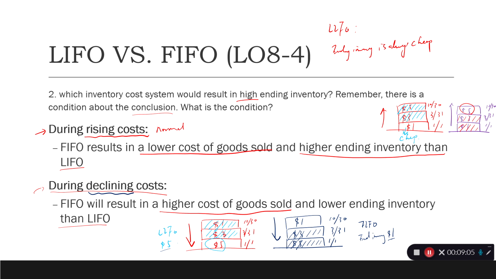So in a nutshell, LIFO in normal circumstances, which is rising cost, will have a much lower ending inventory compared to FIFO.